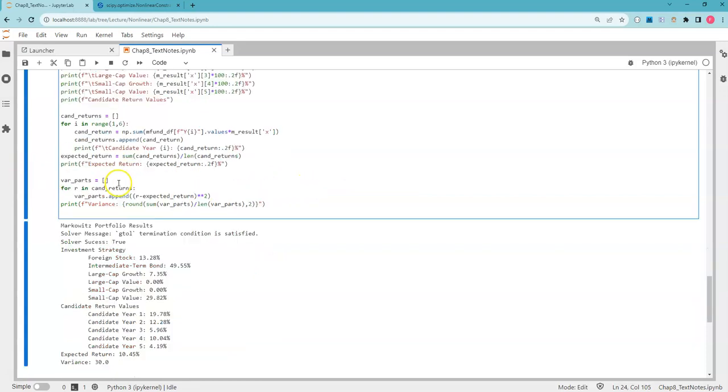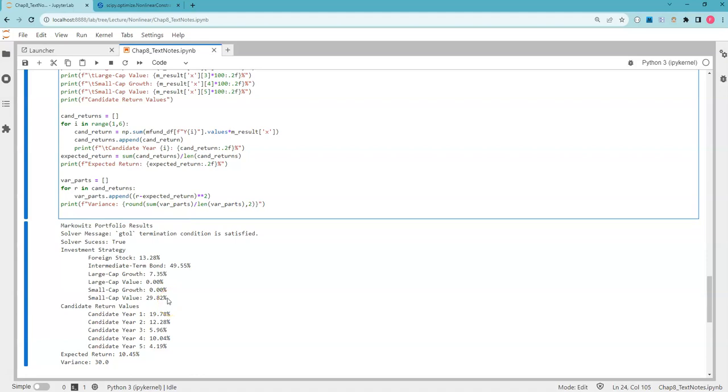After that, I am printing off the results and then just looping through all the candidate returns to see what the individual returns would be like, as well as looking through the investment options here and doing a little bit of looping there as well.